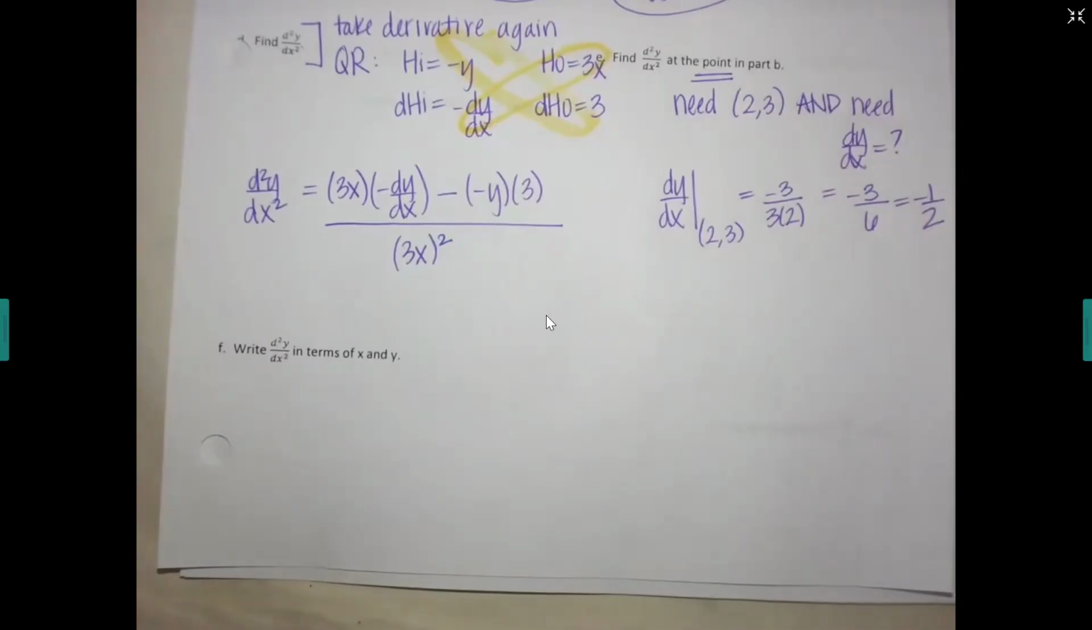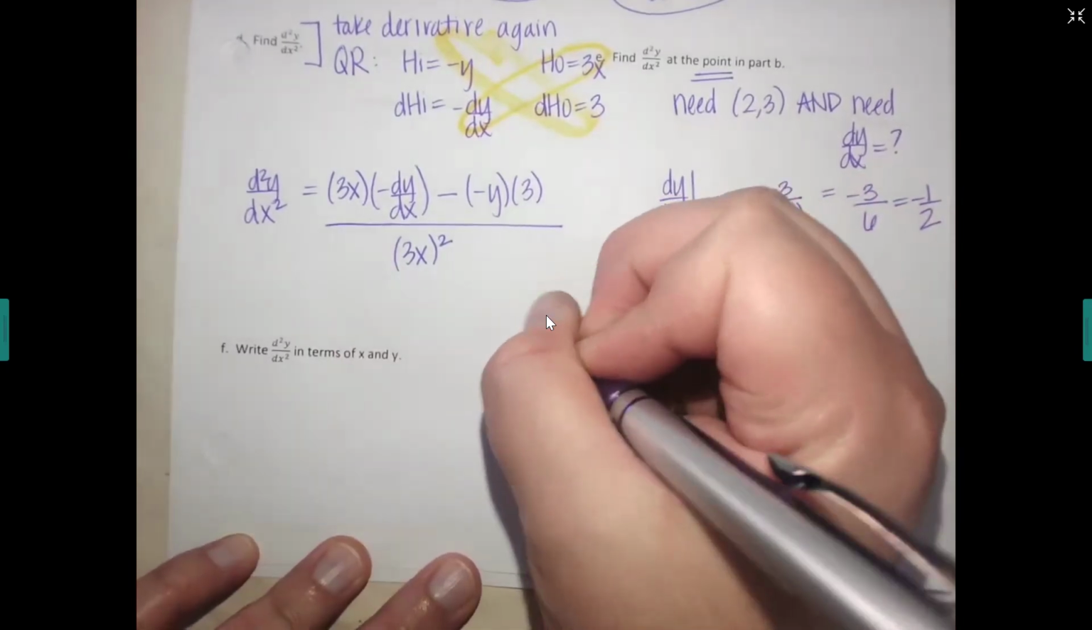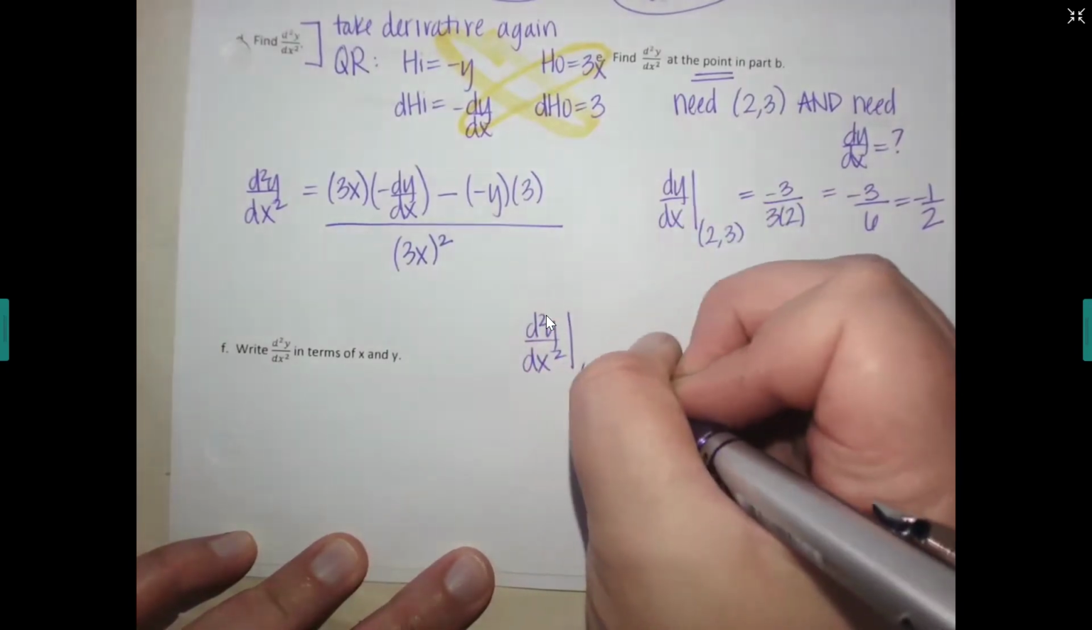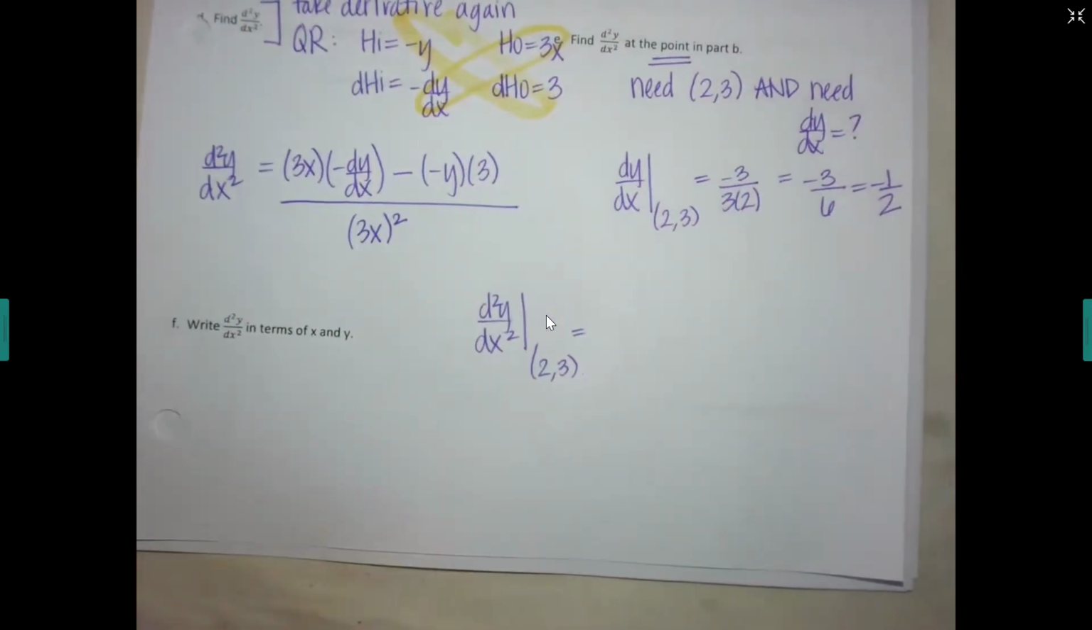I know my x is at 2. I know my y is at 3. And I know I'm going to put a half in the dy dx spot. So now we can plug into this. So do d squared y dx squared, evaluated at (2, 3) equals. And then we're going to plug in all of this information into my ho d high minus high d ho over ho squared. Okay?